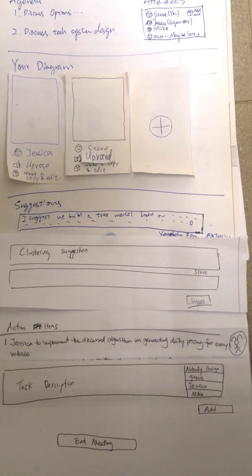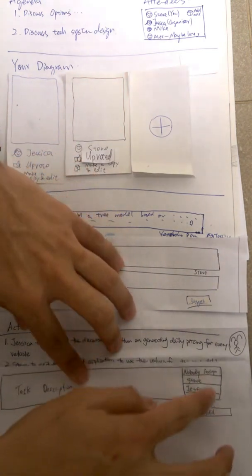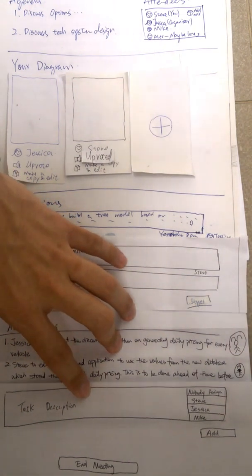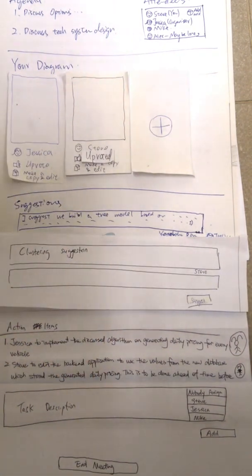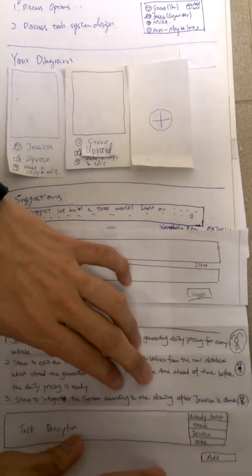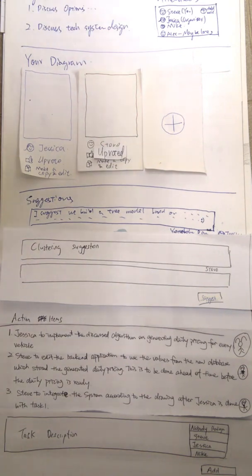Task number 2, Steve to edit the backend application to use values from the new database which stored the generated daily pricing. This is to be done ahead of time before the daily pricing is ready. Task number 3, Steve to integrate the system according to the drawing after Jessica is done with task number 1. Finally, Steve ends the meeting on Project Story.